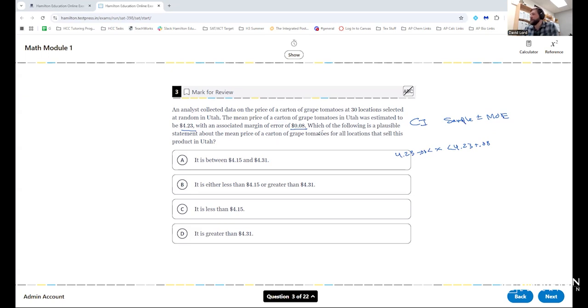All right, which of the following is a plausible value of the mean price? So any number between those two. So this is 4.15 and 4.31. So that sounds pretty good. Let's do less than. No, that would be outside the confidence interval. It's less than. Nope, that would be one-sided. And D is also the same thing, it would be one-sided. So the answer is A.